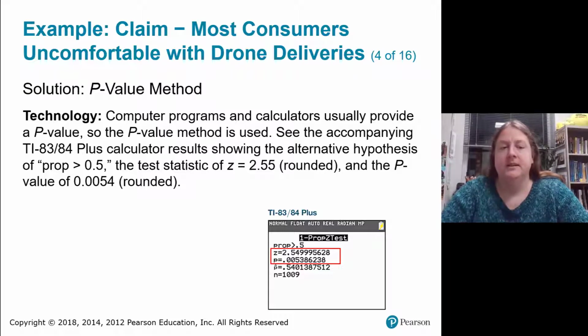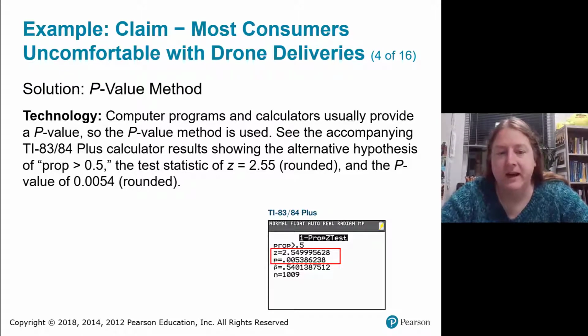All right. So there we have our p-value method with technology. You'll also notice that it says prop greater than 0.5. So that's saying that our alternative hypothesis that we were testing is that the proportion is greater than 0.5. And these are the results.